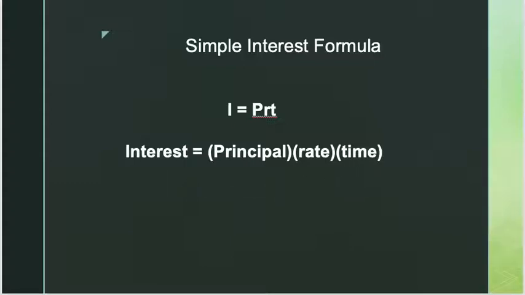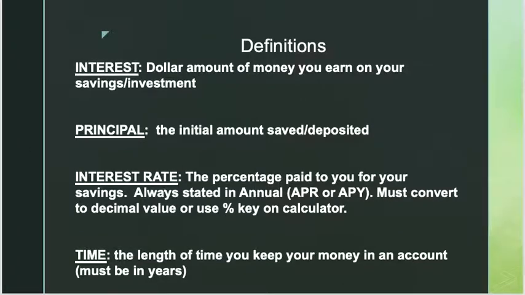So once again, just to show you the definitions that I was talking about. So interest is the dollar amount of money that you earn on your savings or on your investments. So in our case, we're going to be focusing on simple interest. The P stands for principal. Principal is the initial amount saved or deposited into an account. Interest rate is the percentage paid to you for your savings. It's always stated in annual percentage rates or by annual rate per year.